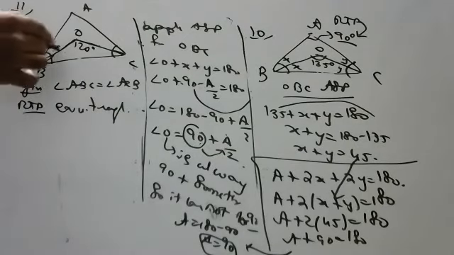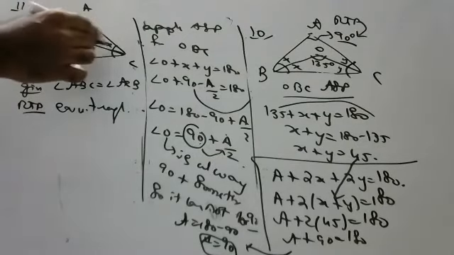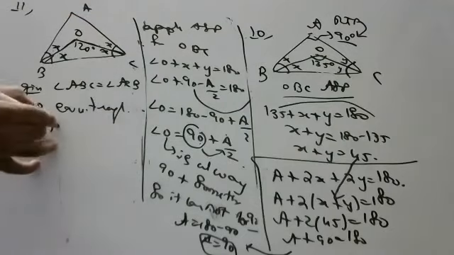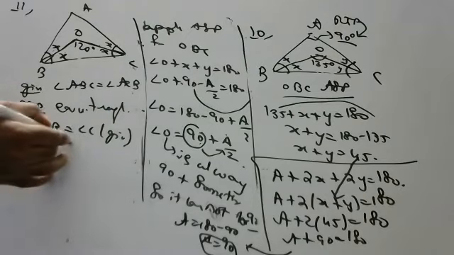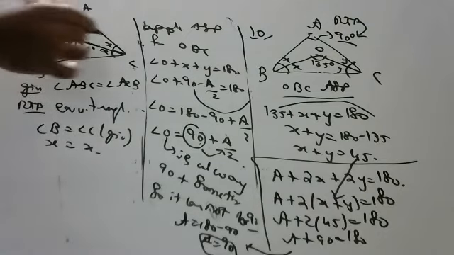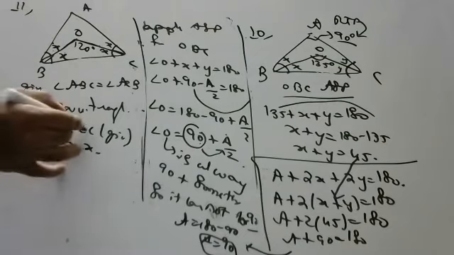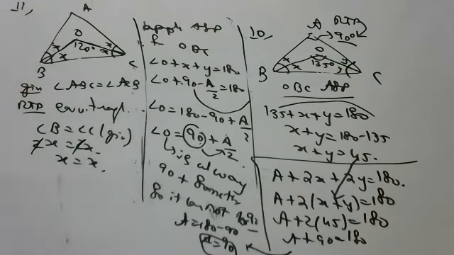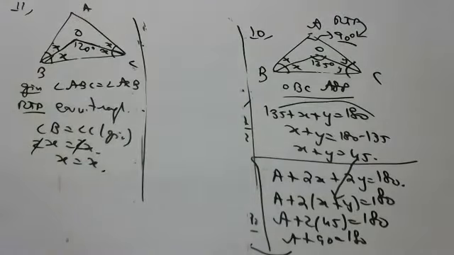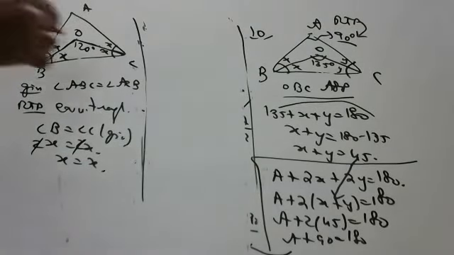These are bisectors, so I am putting x and x, and here also x and x. Why? Because angle B is equal to angle C, given, children. That's why I am putting x equal to x. B means 2x, C means 2x. Children, I hope everyone is able to understand. Very, very easy sum, children. This is the first step.